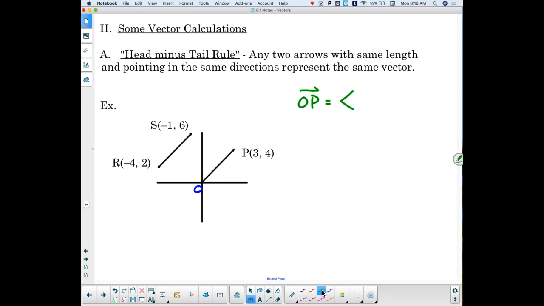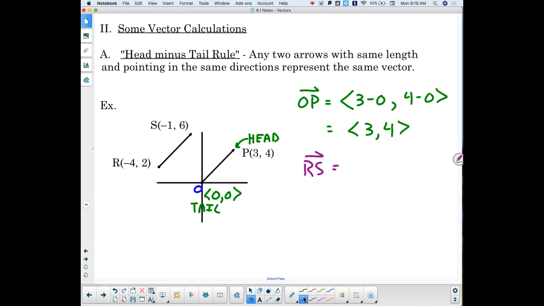So the head is where the vector ends. So we're at that (3, 4). That's our head. So we're just going to take the horizontal component, which would be 3, and then subtract the horizontal component of O, which would be 0, because it's at the origin, the point (0, 0). And then comma, 4 minus 0. And we're going to do that math. Hopefully we don't need a calculator for that. <3, 4>.